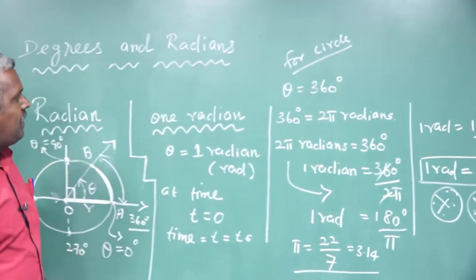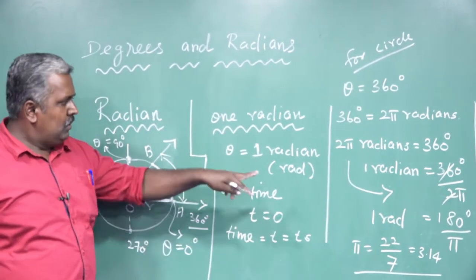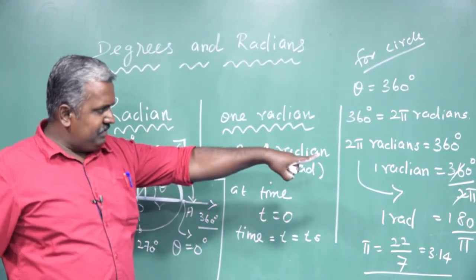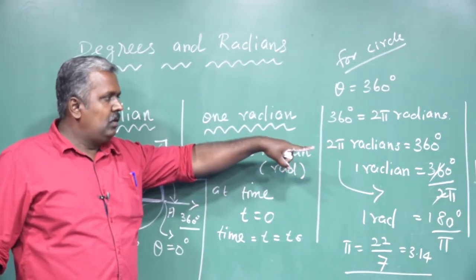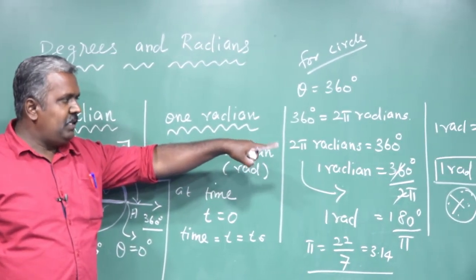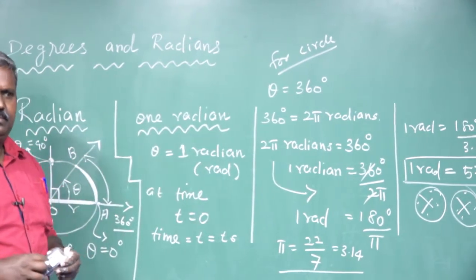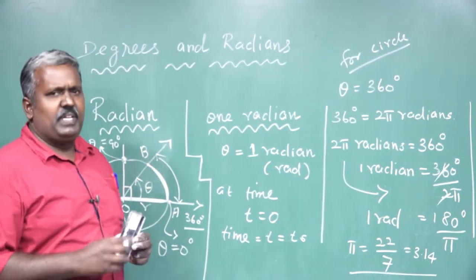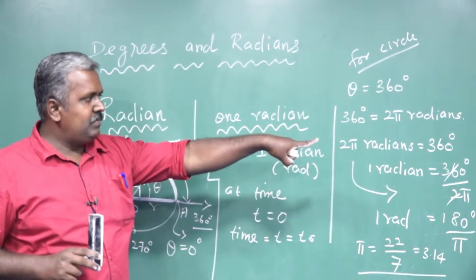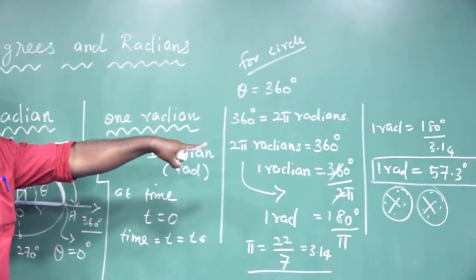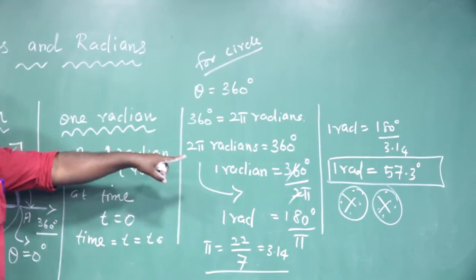Read out. This is very, very, very important. 1 radian is equal to 57.3 degree. It is used for solving 1 mark problems. So memorize it. That point only. Last point. This one.